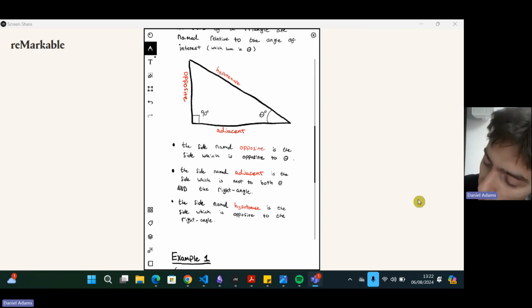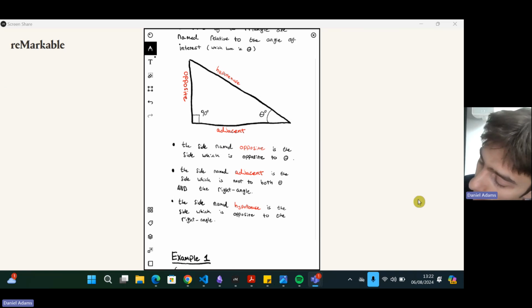I mean, if you look at this side here, then we name the side opposite if it's opposite to the angle that we're interested in, theta. So if you look at theta and you look opposite to theta, then this side is called the opposite side. Similarly, we name the side which is next to both the angle theta and next to the 90-degree angle as the side called the adjacent side.